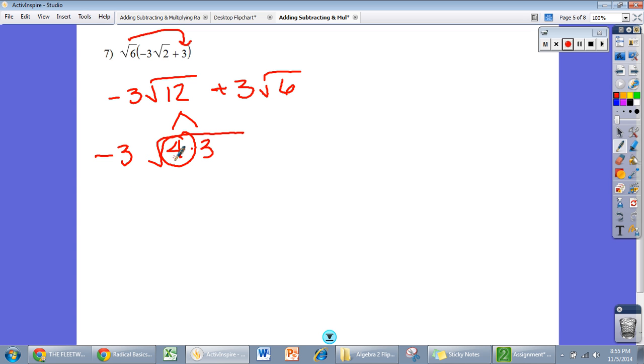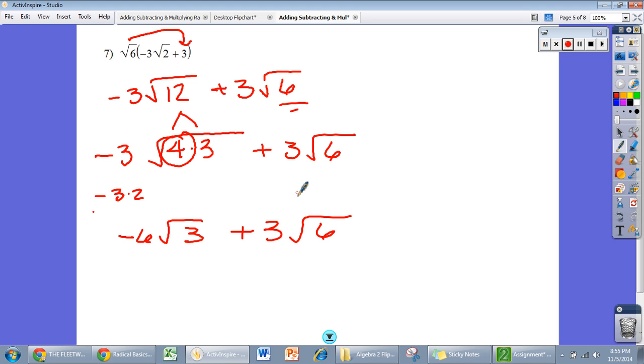So square root of 4 is 2. We're going to multiply it by the 3. So negative 3 times 2 is a negative 6 square root of 3. This is 2 times 3. We can't break that down and simplify it any, so we're just going to bring it down. And our final answer is negative 6 square root of 3 plus 3 square root of 6.